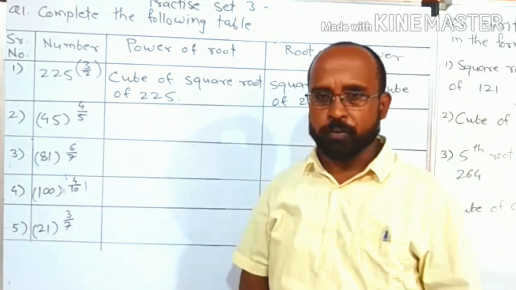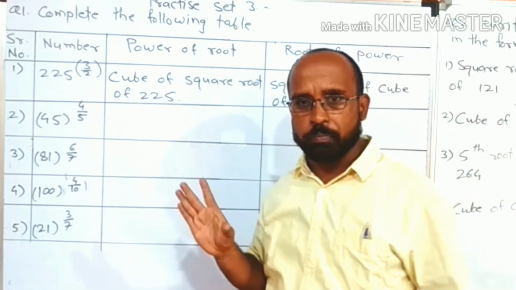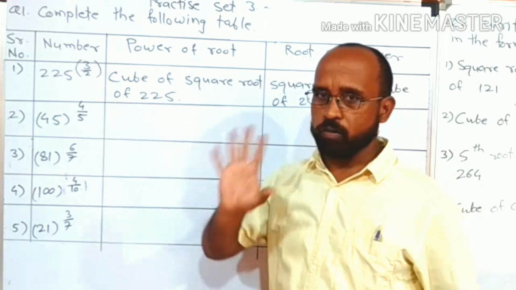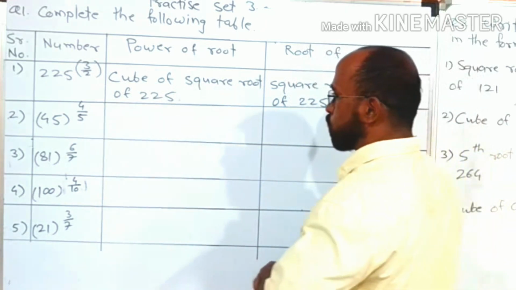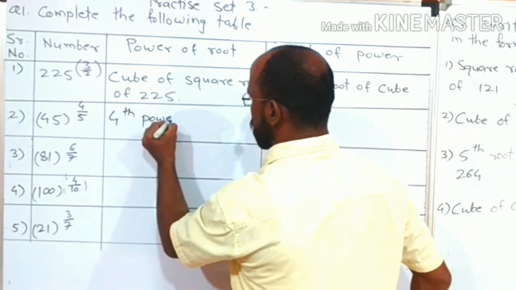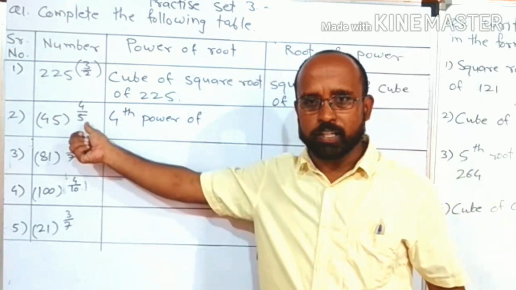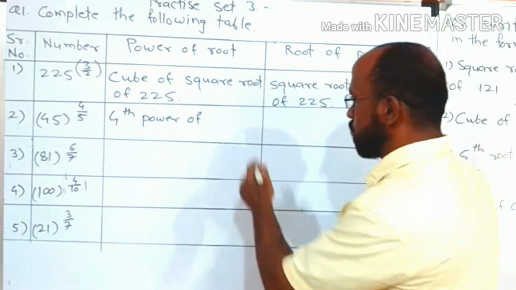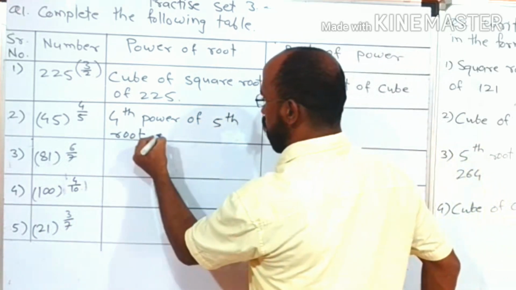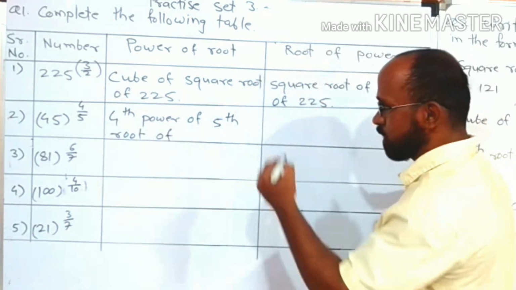So let's solve remaining. 45 raised to 4 upon 5. We have to write power of root. So first write power. Among these two, which is the power? The number which comes in the numerator, that is 4. Means fourth power, right? So fourth power of root. Root is the denominator, fifth, right? Fifth root of. What is the base? The number which index is this? The number is 45.